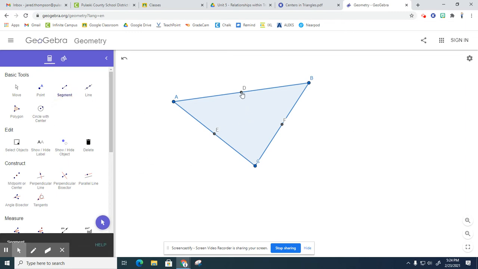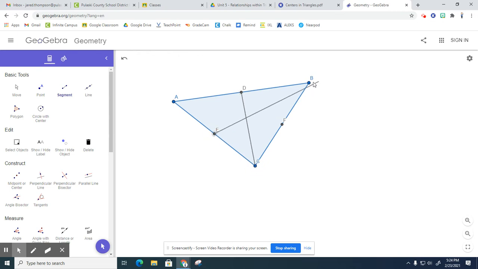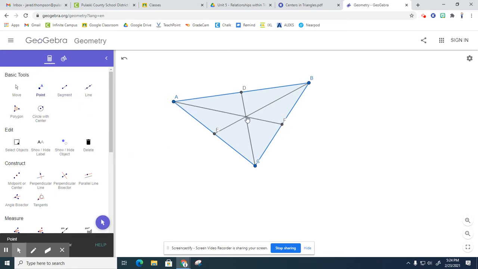Now I'm going to connect the midpoint to the vertex opposite. Midpoint, vertex opposite, midpoint, vertex opposite. So right there, that point that I have labeled G is my centroid, and these segments going through the triangle are the medians.